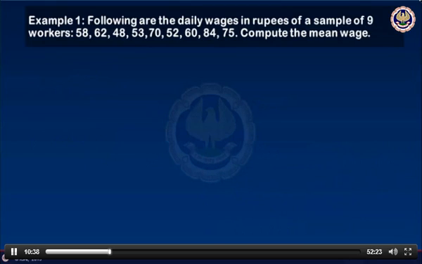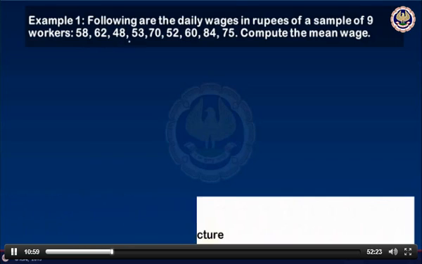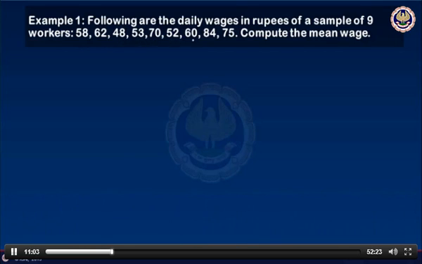Hello students, now we are going to discuss the examples of computing arithmetic means. Now coming to the first example, following are the daily wages in rupees of a sample of 9 workers, that is 58, 62, 48, 53, 70, 52, 60, 84 and 75. Now we have to compute the mean wage. Here the data is an individual series. Before that, we have to see the observations as follows.